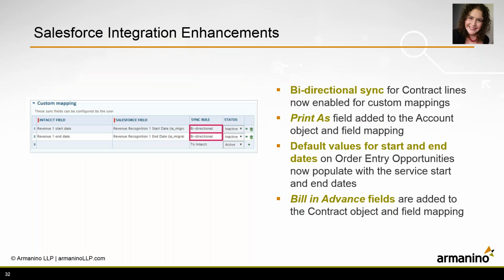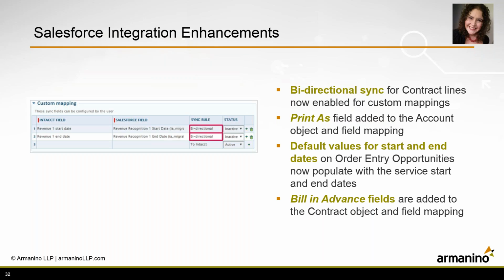In terms of other integration enhancements, we now have a bi-directional sync for contract line items enabled for custom mappings. You can see here the sync rule has now been changed to bi-directional instead of to Intacct or to Salesforce. You do have that option now. Print as field has been added to the account object as field mapping. The nice thing about that is if you have a different account name and a print as name, to make sure that you're selecting the correct household, or for folks that may have multiple setups in Salesforce for various reasons, you can still have that print as field come over as intended.